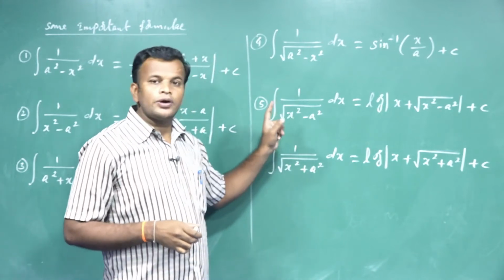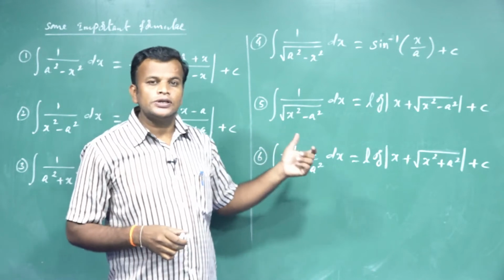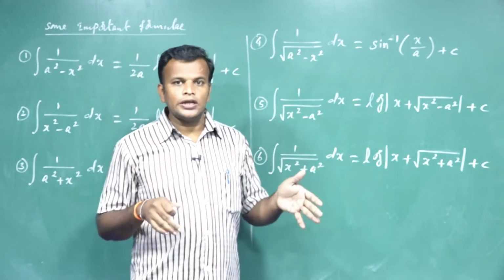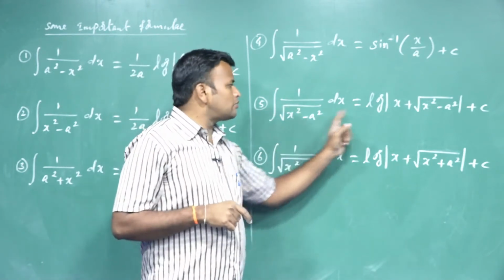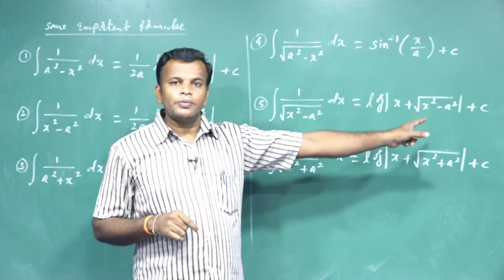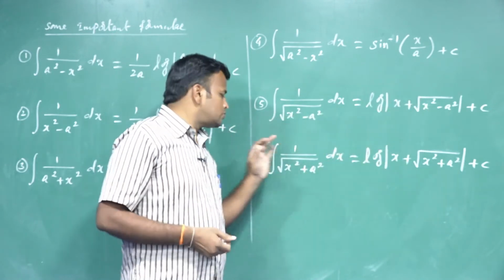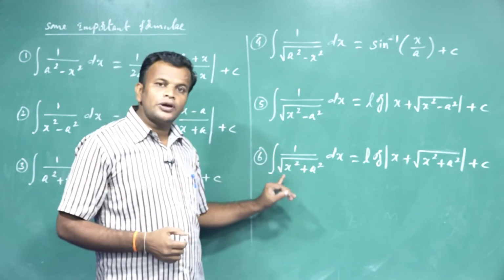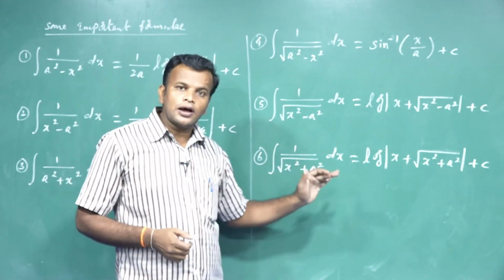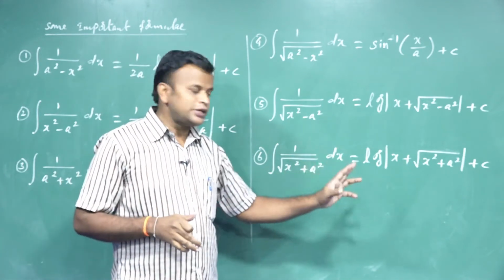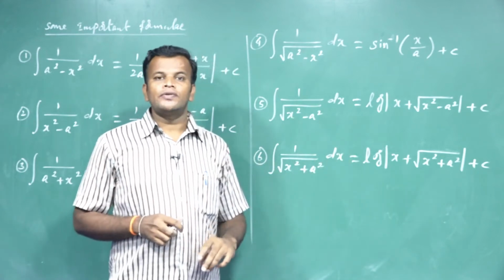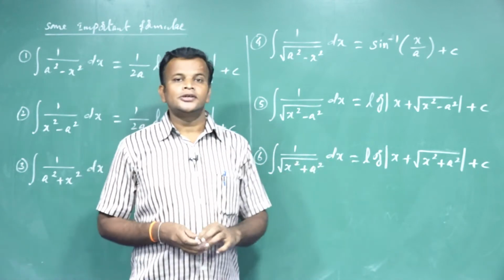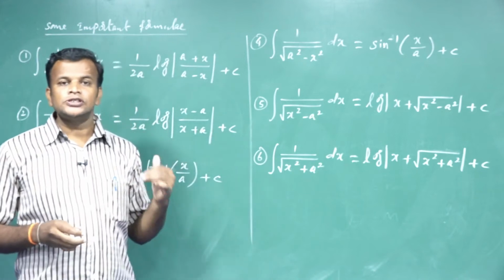So 1 divided by square root of x square minus a square is equal to log of within a modulus x plus the same term below, square root of x square minus a square. The second one also: integrating of 1 divided by square root of x square plus a square is equal to log of within a modulus x plus the same term, square root of x square plus a square, plus c. So you must memorize first of all these 6 formulas.